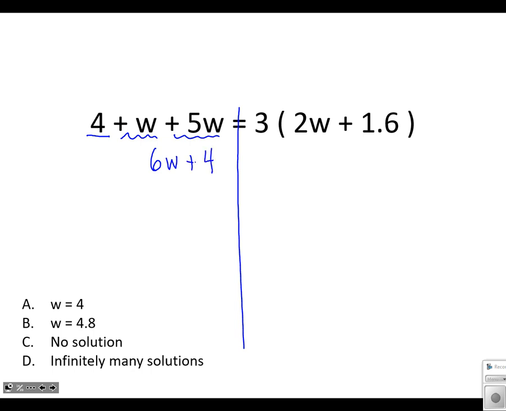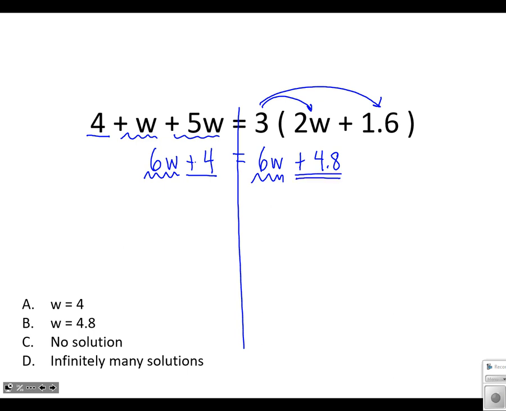It doesn't really matter. Equals, here I'm going to distribute. 3 times 2w is 6w plus 3 times 1.6. 3 times 1 is 3. 3 times 0.6 is 1.8. So that would be 4.8. Now, I can tell from here, I got same variable term on both sides. It's going to go away. I got a constant here and a different constant here.